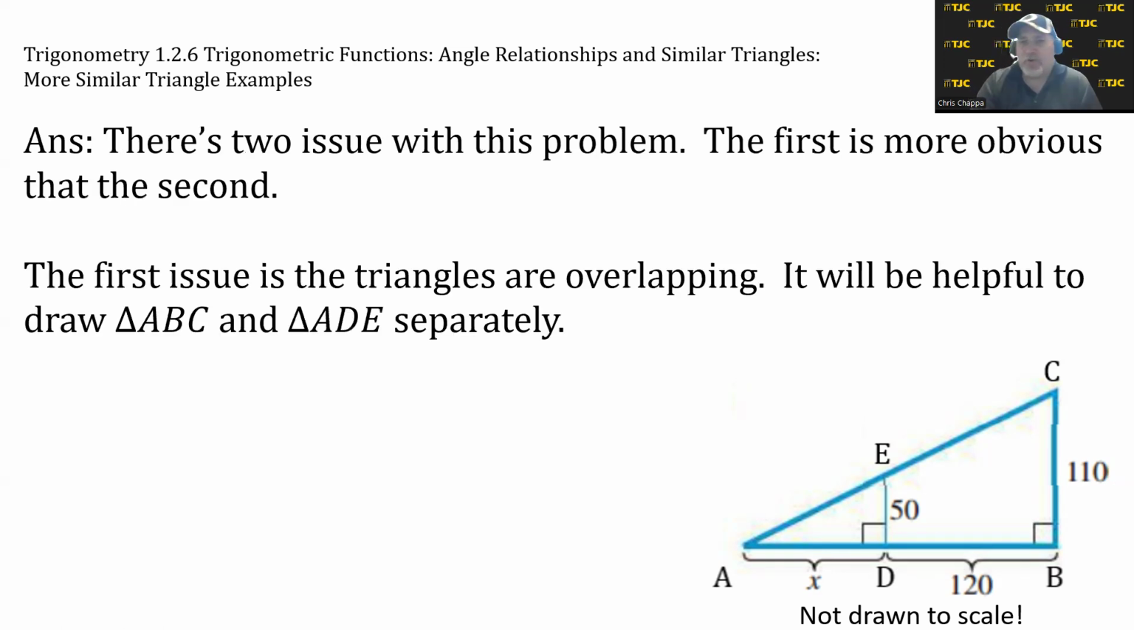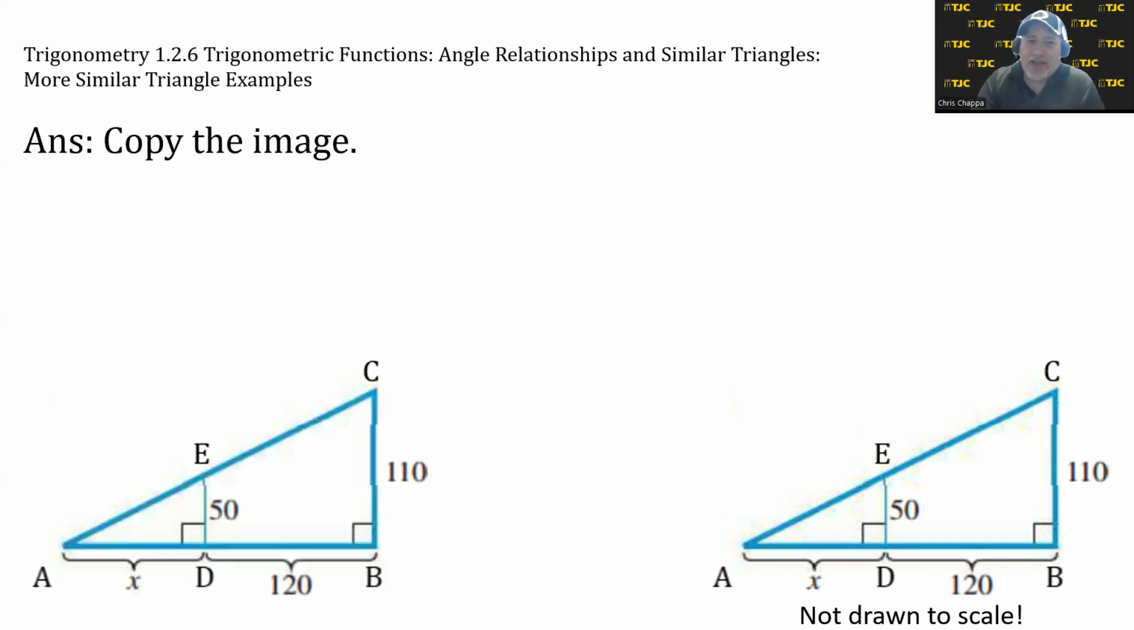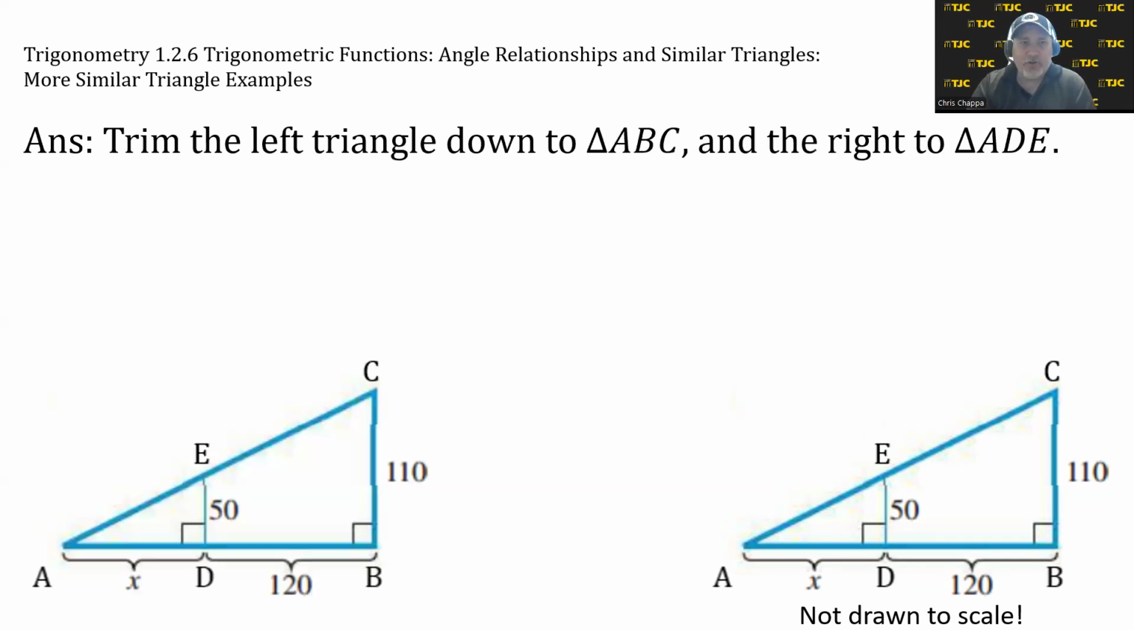So there's two issues with this problem. The first one's more obvious than the other. The first issue is the triangles overlapping. We have triangle ABC, the large one, and ADE, the small one. Sometimes it's helpful to draw these triangles separately. So let's copy the image. And now we're going to trim down the triangles. We'll trim down the left triangle to be ABC, the larger of the two triangles, and we'll trim down the one on the right to be triangle ADE, the smaller of the two triangles.